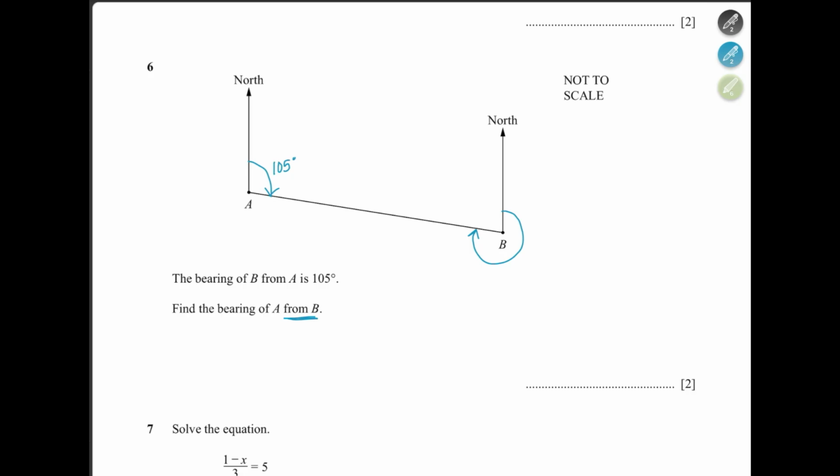So first we need to find this angle. This is going to be 180 minus 105. This gives us 75 degrees. Now we can find the bearing of A from B. The entire angle all around equals 360, so we're going to subtract 360 minus 75 degrees. This is going to be 285.